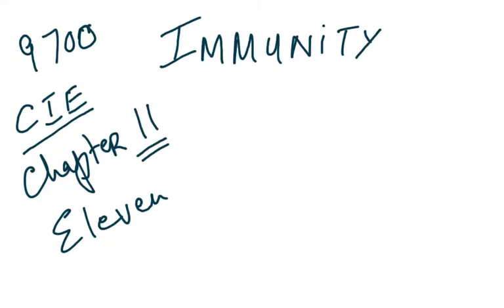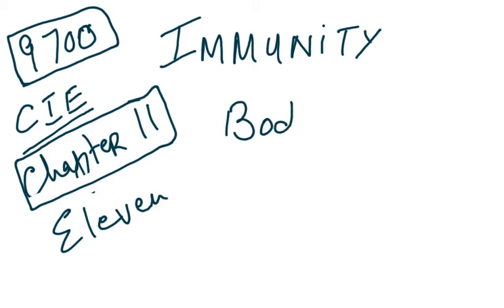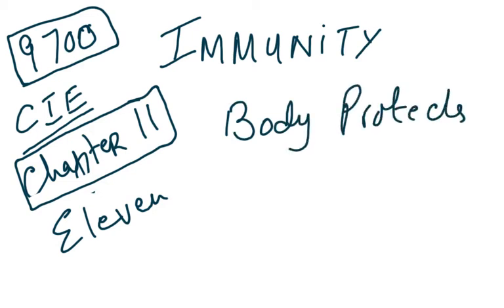Today we are going to study the chapter on immunity, which is the 11th chapter. This 11th chapter is part of the AS syllabus, and the syllabus code for this is 9700. We are going to study how the body protects from diseases.